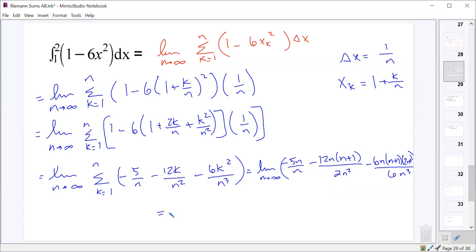Now we do our limit. Each of them is a rational function, so the degree is the same for each of them. Negative 5n over n just gives us negative 5. This one becomes minus 12 over 2. And this one becomes minus 6 times 2 is 12 over 6, so minus 2 more. And that one comes out to be negative 13. Good or no? Good. Any questions on that or anything else from today?